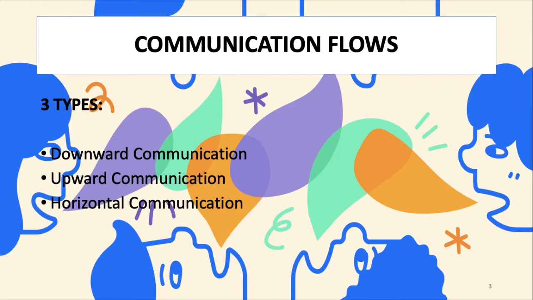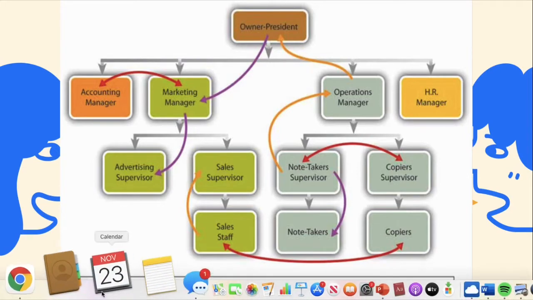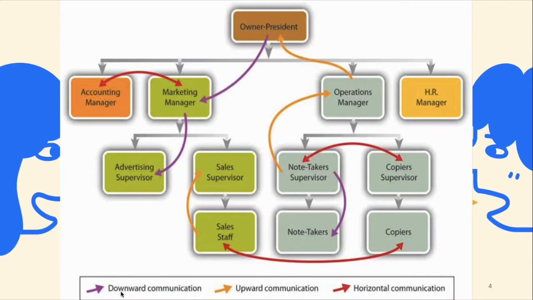Okay? So for example, we have here a diagram of the three communication flows. We have the downward communication, which is represented by the purple or the violet one. And then we also have the yellow or orange one, which represents the upward communication. And we have the red arrows, which represent the horizontal communication.